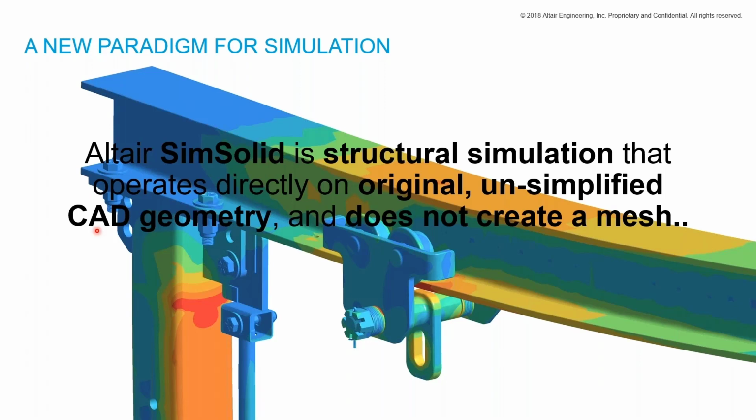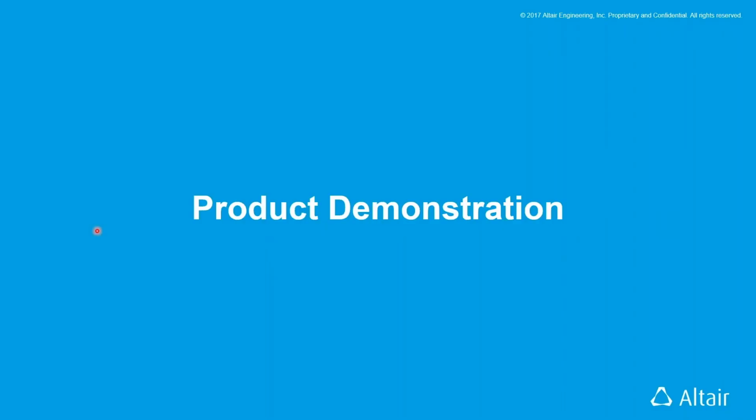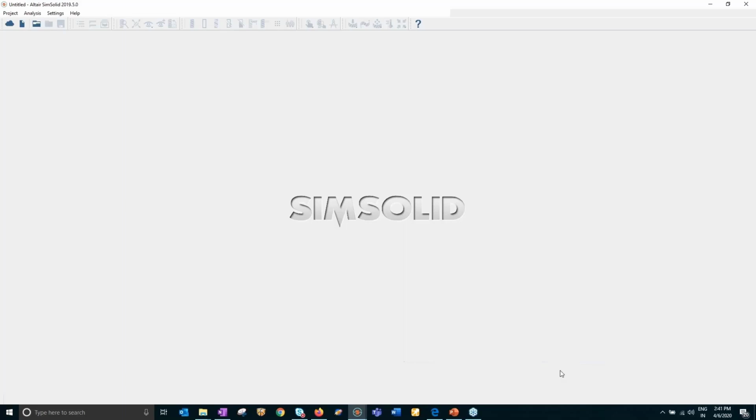So it's a structural simulation tool. It operates on original unsimplified CAD geometry, meaning you don't have to simplify the geometry for a simulation, and it does not create mesh. And most important is it gives results in seconds to minutes. So that's the power of SimSolid, and that's why it is spreading within the industry like wildfire. Now, without further words, I would like to show you the tool itself, so you will probably appreciate it.